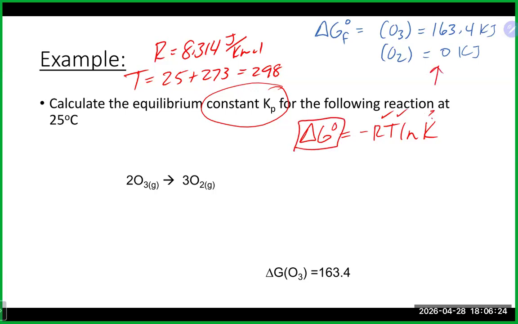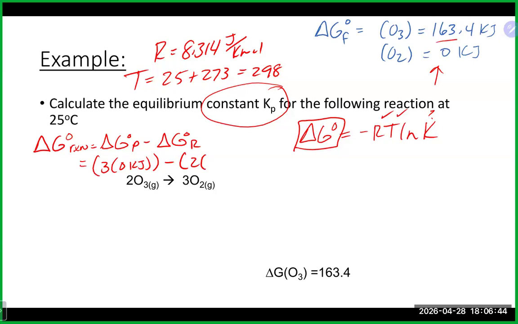And once again, we would go to the table and find these values to do it. Our delta G naught of our reaction is going to be the delta G of our products minus the delta G of our reactants. In this case, our products is going to be 3 times 0, and we're going to subtract that from 2 times our value from the table, 163.4. And that is going to yield us a negative 326.8 kilojoules in this case. Now that we have that, we have everything that we need to solve for K.